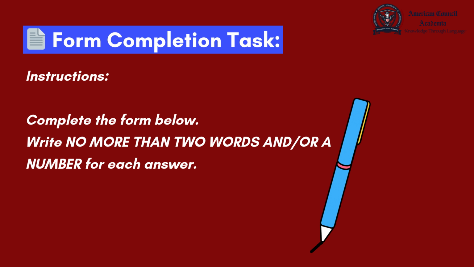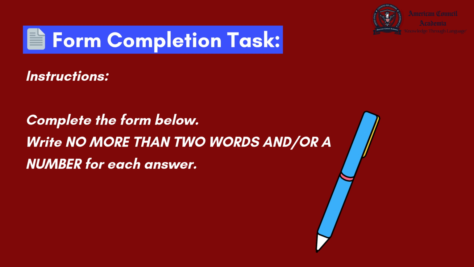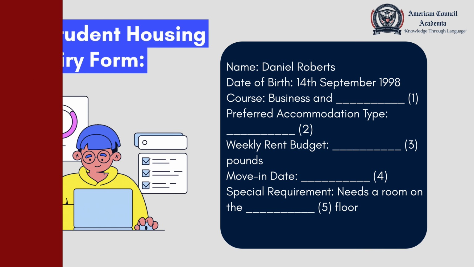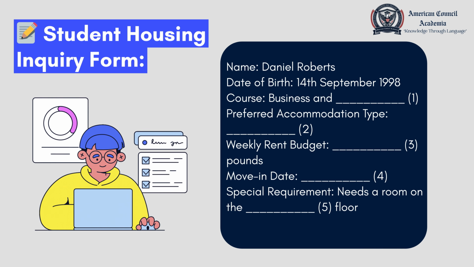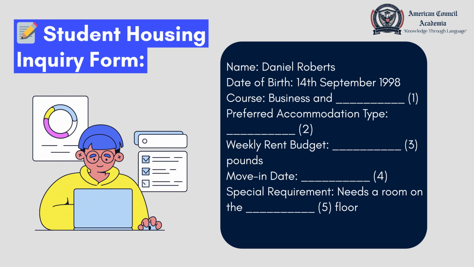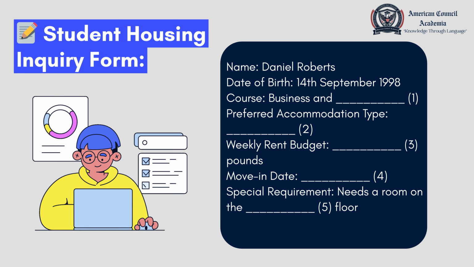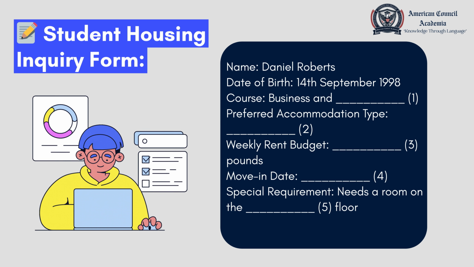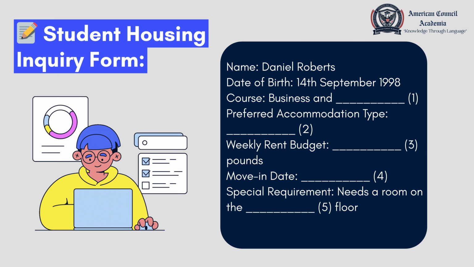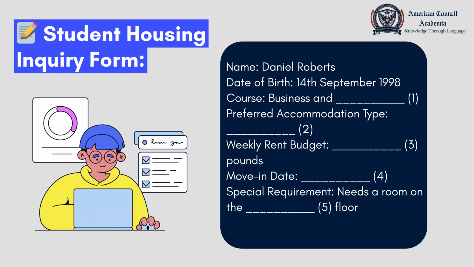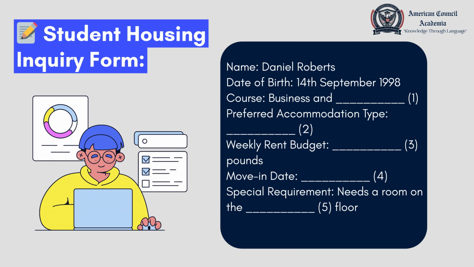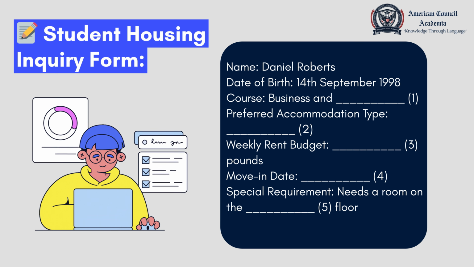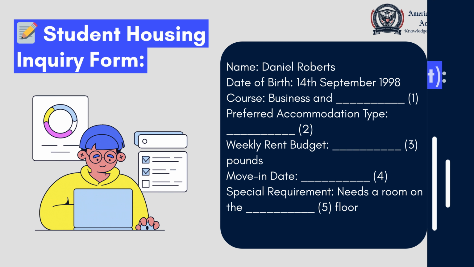Instructions: complete the form below. Write no more than 2 words and/or a number for each answer. Student housing inquiry form. Name: Daniel Roberts. Date of birth: September 14, 1998. Course: Business and blank. Preferred accommodation type: blank. Weekly rent budget: blank pounds. Move-in date: blank. Special requirement, needs a room on the blank floor.